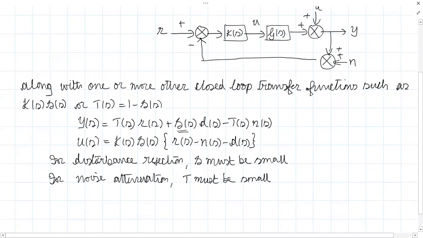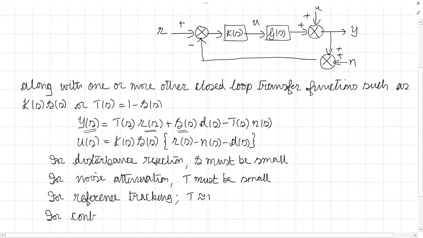For reference tracking, what should be the condition? Reference tracking means the output must closely follow the input signal. When can Y of S be equal to R of S? When T is approximately equal to 1, right? When T is approximately equal to 1, the output Y of S will follow the input reference signal R of S. And when can we reduce the control effort, control energy reduction?